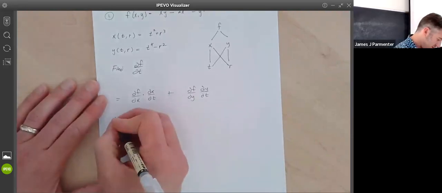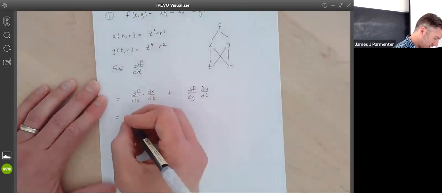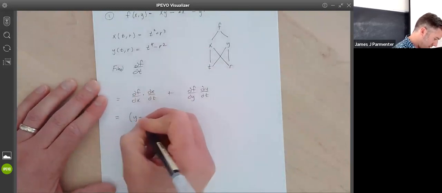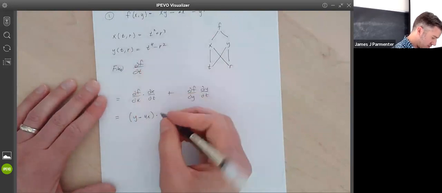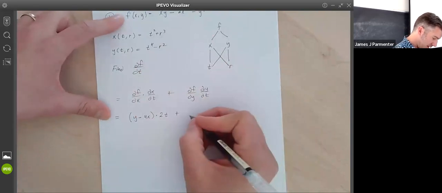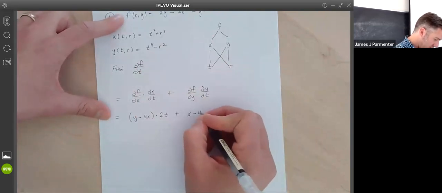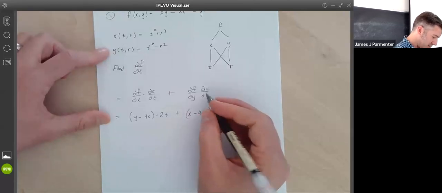And then we're going to calculate. Del f del x is not particularly nice. It's going to be y minus 4x. And then del x del t is going to be 2t, plus del f del y, which is x minus 4y cubed, times del y del t, which is going to be 4t cubed.